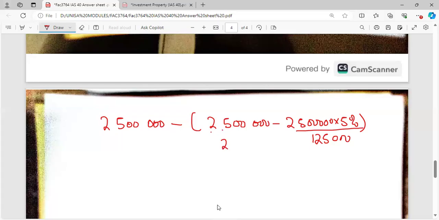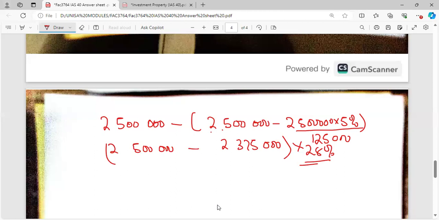2,375,000. 375,000. Then we now say 2,500,000 minus 2,375,000 times 28%. Now it's making sense. Yeah, so that's how it should look.